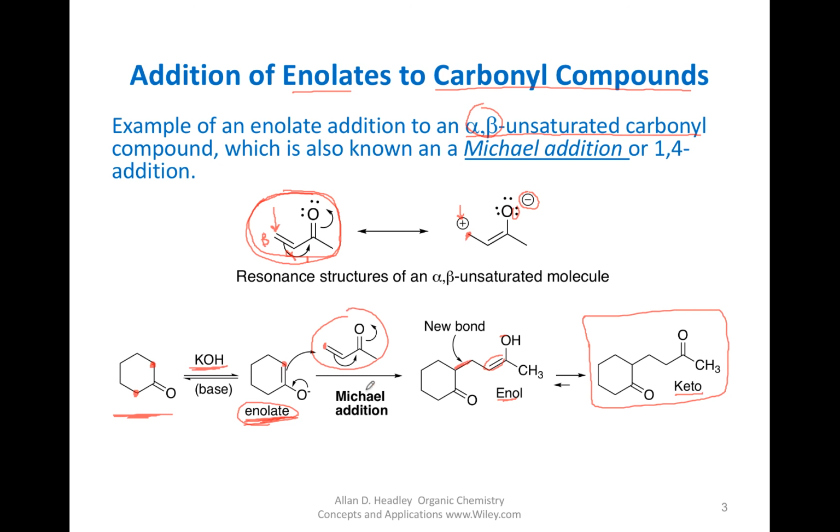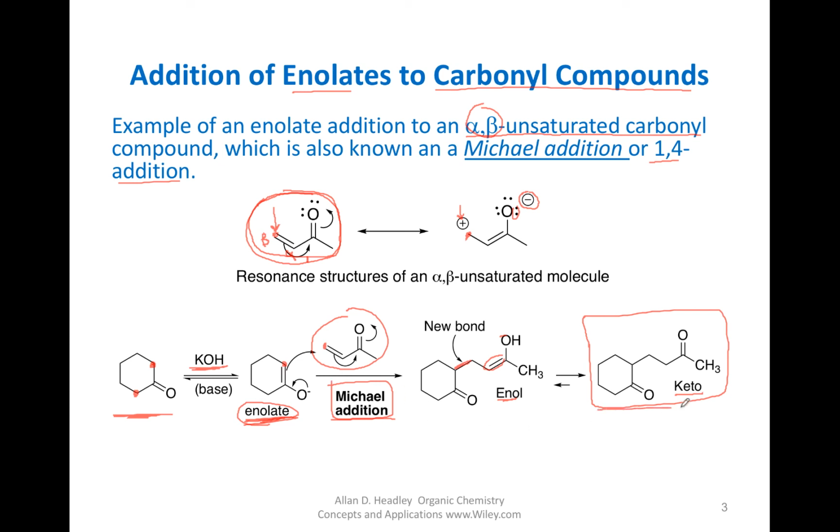This reaction is also known as a Michael addition. In some books you'll see it as a Michael addition or a 1,4 addition. Why 1,4? Because we have 4 atoms here counting from the beta carbon to the oxygen. So this reaction is called a Michael addition or an addition to an alpha beta unsaturated carbonyl.